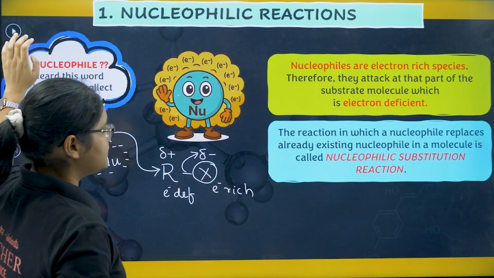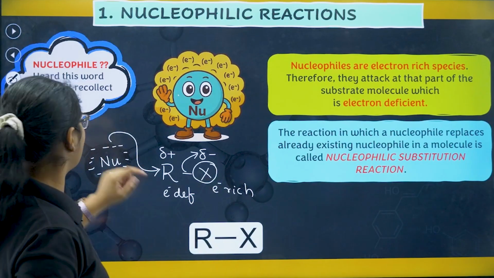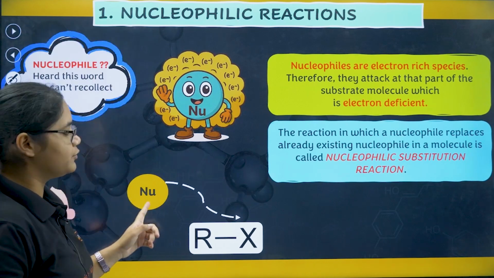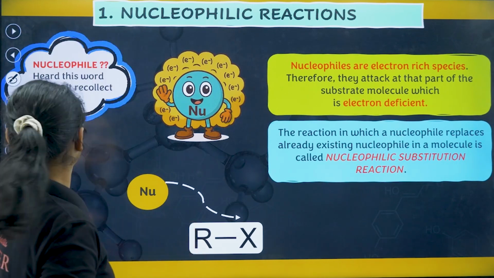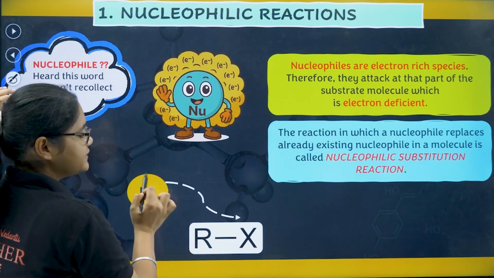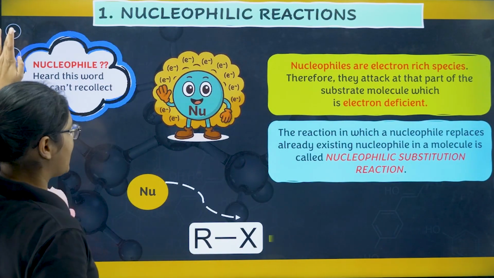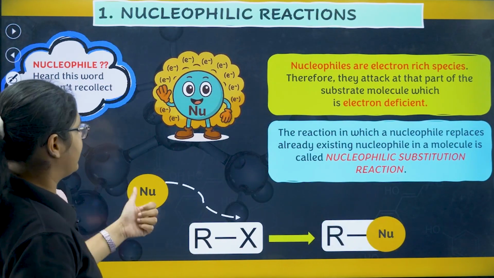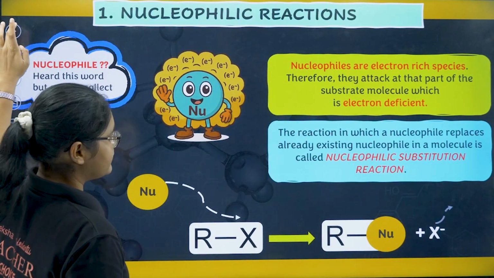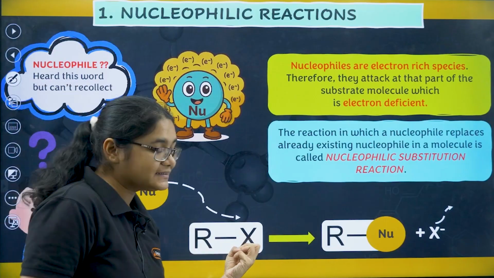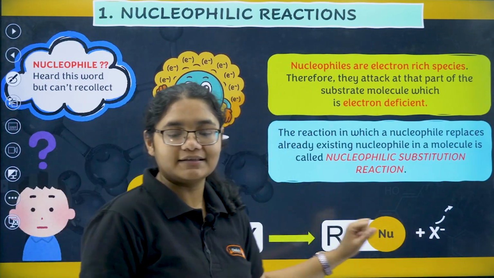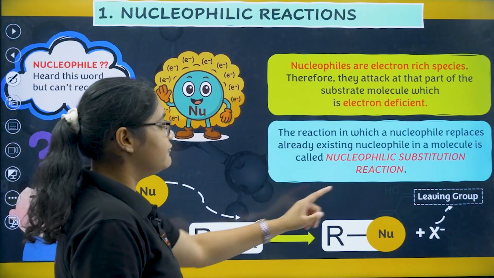So you can see here we have RX, right? Then we have this nucleophile. What is the speciality of this nucleophile? It is electron rich in nature. This is also electron rich, but this is richer than this one. Now what will happen? This Nu replaces the X group, and we have X minus. Since this X is leaving the compound, we also have a special name for this X group, and it is called the leaving group.